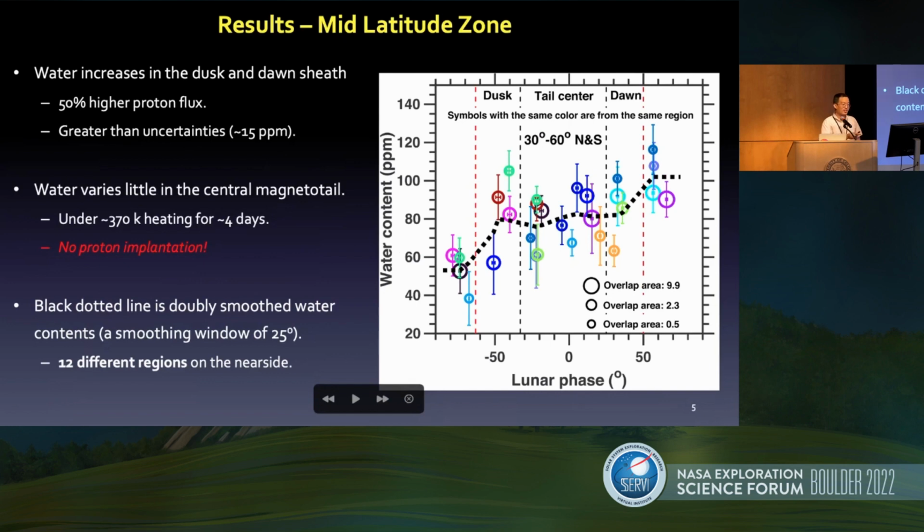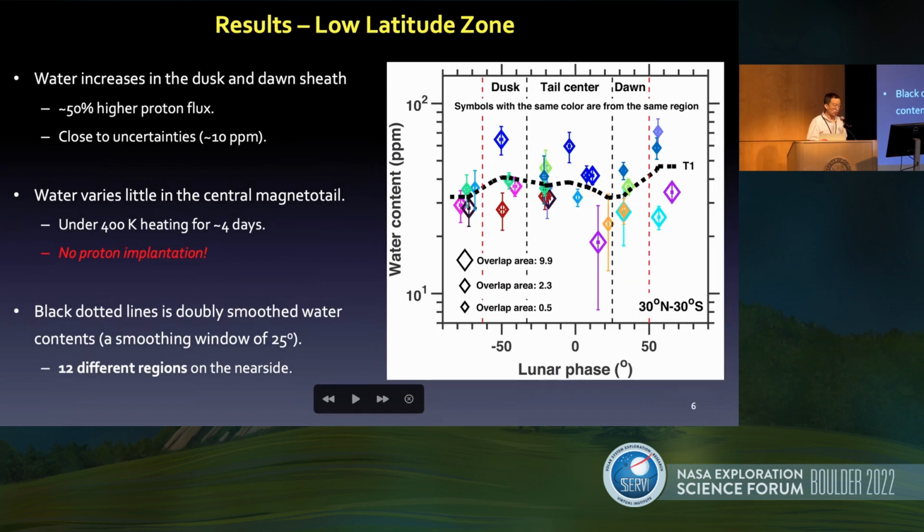You can see the dusk and dawn labeled here. You can see a very strong step increase, while in the center, the tail center labeled here, you don't see any strong variation. For lower latitude, like the equatorial zone, you see a similar trend, but the trend is smaller. It's a very weak variation. Again, you can see the increase in the dusk and dawn magnetosheath. You see a relatively flat line in the tail center.